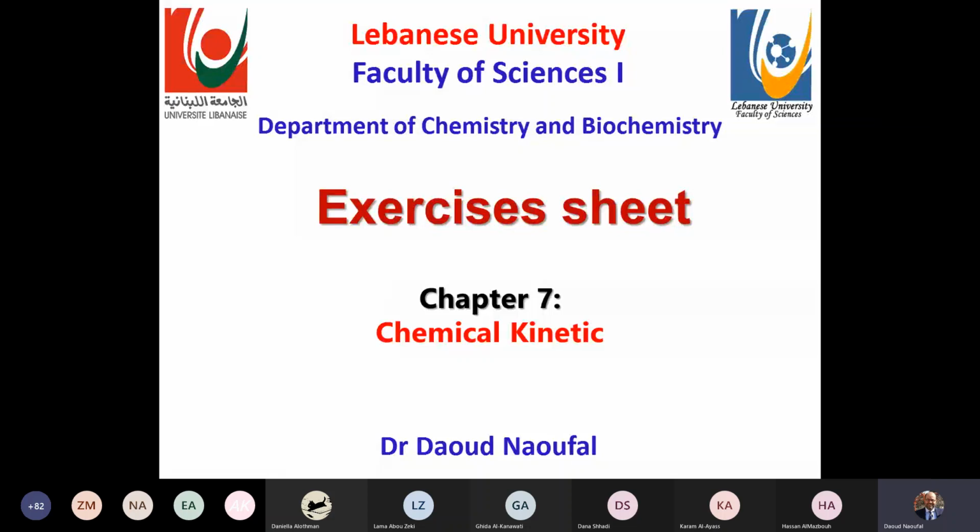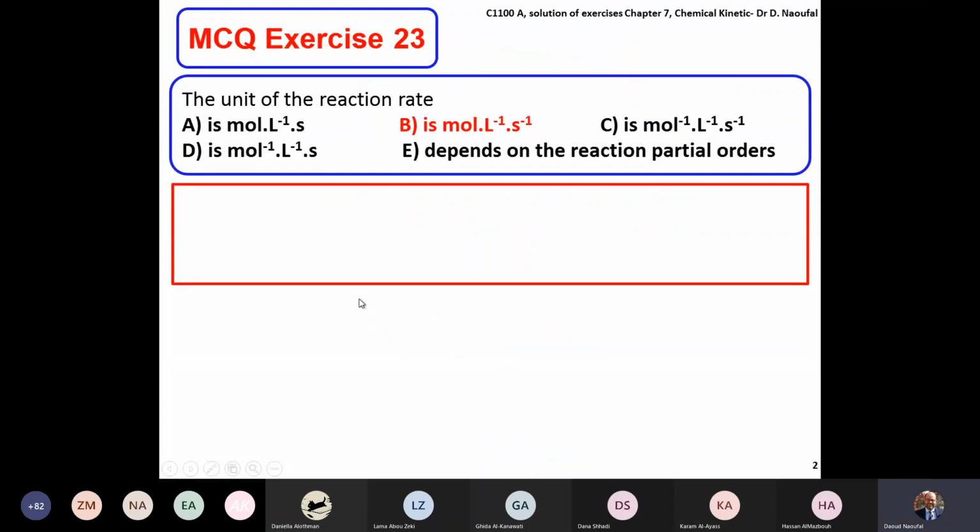Exercises of Chapter 7, the Chemical Kinetics. Exercise 23, I will change the order of the exercises. The unit of the rate of reaction is mole liter minus 1 second minus 1. We have several proposals, where E depends on the reaction partial order.